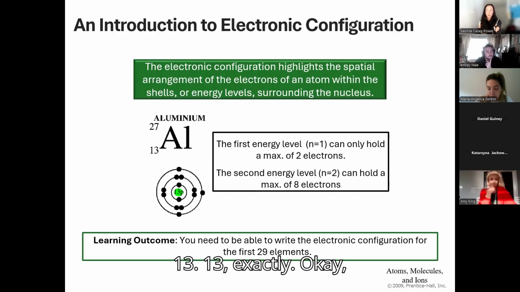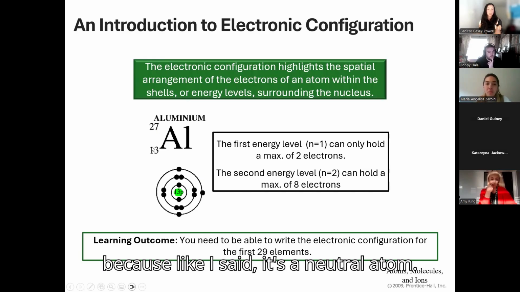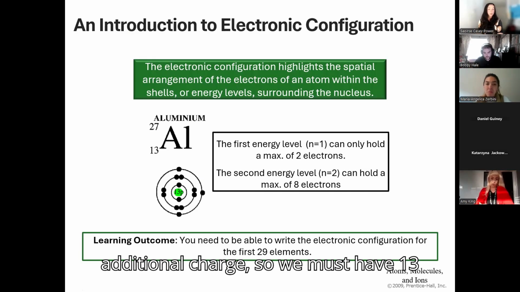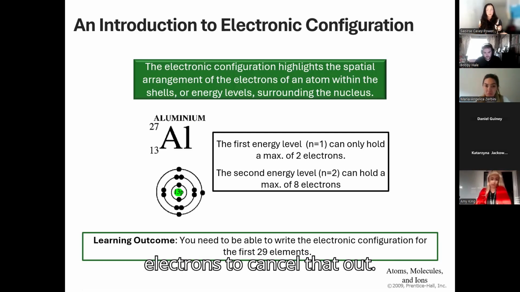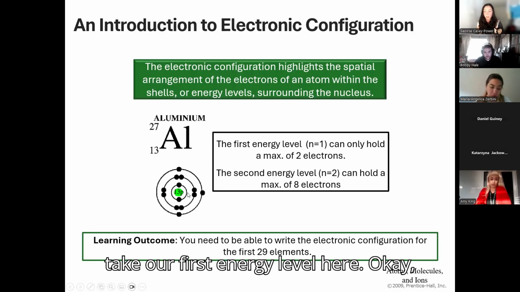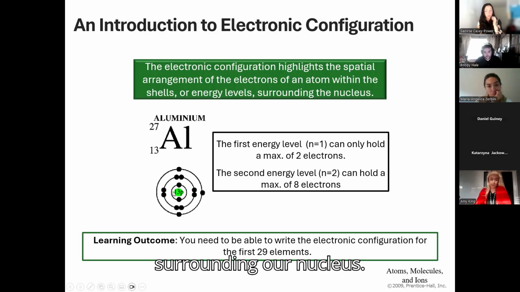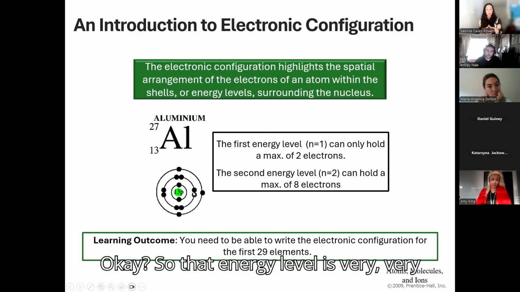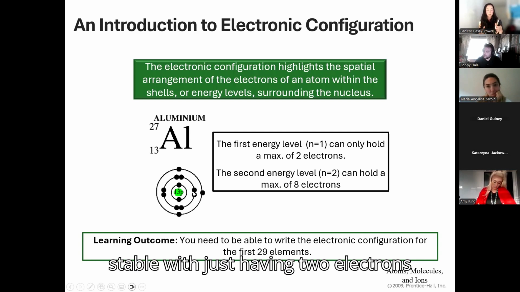13, exactly. Because like I said, it's a neutral atom. We have 13 protons. We don't have any additional charge, so we must have 13 electrons to cancel that out. So how we represent that then is that we take our first energy level here. This is normally the first circle surrounding our nucleus, and that can hold a max of 2 electrons. That energy level is very stable with just having 2 electrons in it.